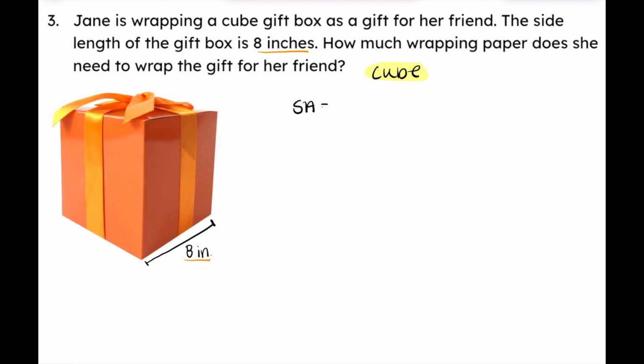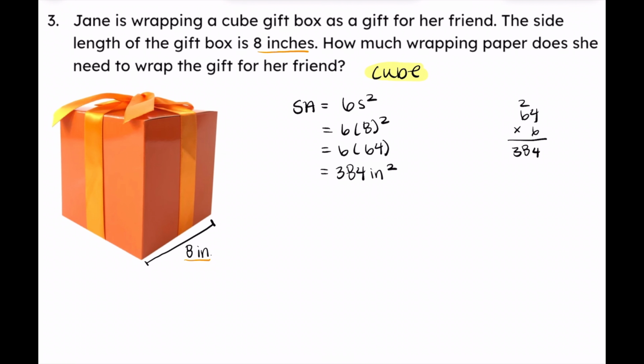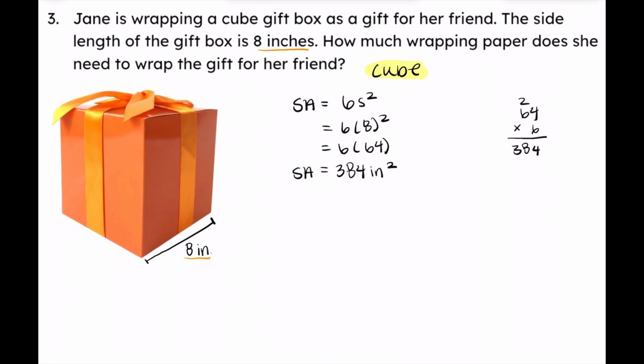So I've went ahead and labeled the diagram for you guys, and we know that this is a cube. Surface area of a cube is just 6s squared. Our side length here is 8 inches, so we'll just plug in that 8. When we get that, we know that 6 times 8 squared would just be the same as 6 times 64. Once we do the 8 squared, 6 times 64 gives us 384. So our answer for number 3 will be 384 inches squared.